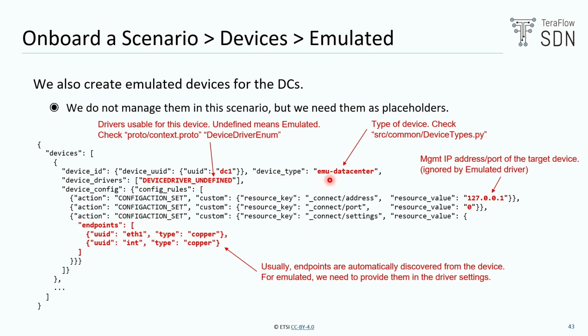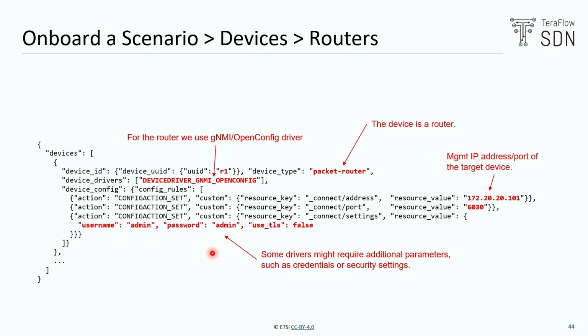What we need to provide for an emulated device is the endpoints, because given that we are not connecting to any external entity, we need to define the settings that are required in order to manage this device, and the list of endpoints is the very minimum information. In terms of a router, for instance, a gNMI OpenConfig capable router, we define as device type packet router. We provide here as the device driver the gNMI OpenConfig. We provide the management IP address and port of this router, and then as settings for this driver, we provide the credentials in order to connect to the device.